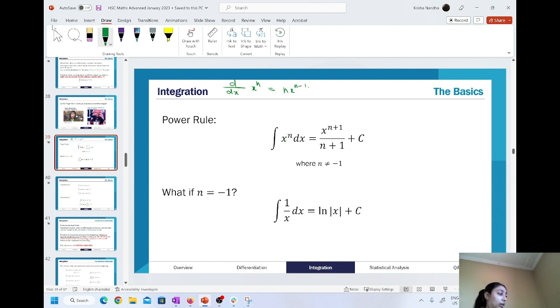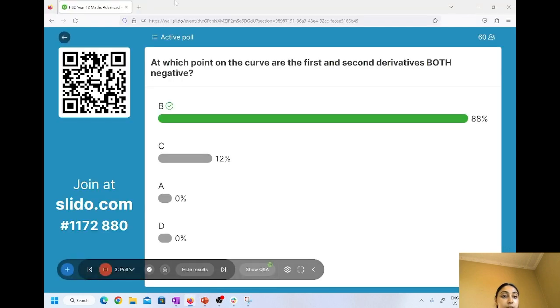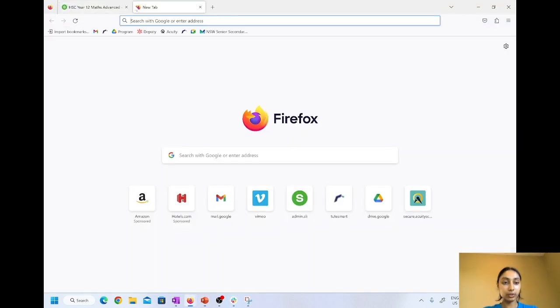This is on your formula sheet, and I just need to check this. Actually, yeah, it is. It just has a bit more fancy terms. I want to go through this with you guys on the formula sheet as well.